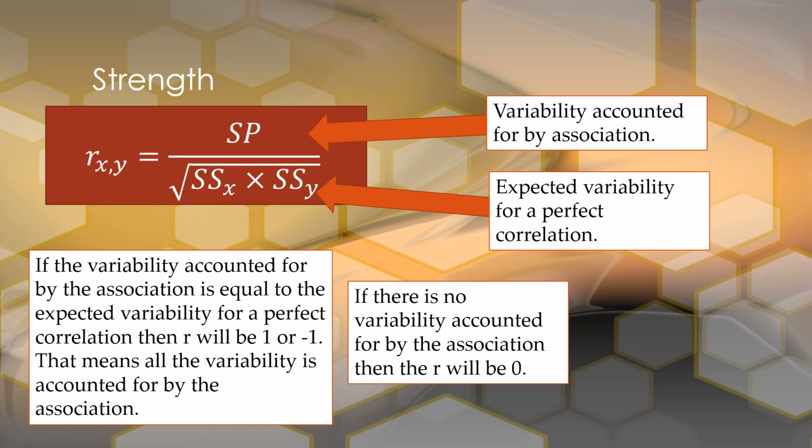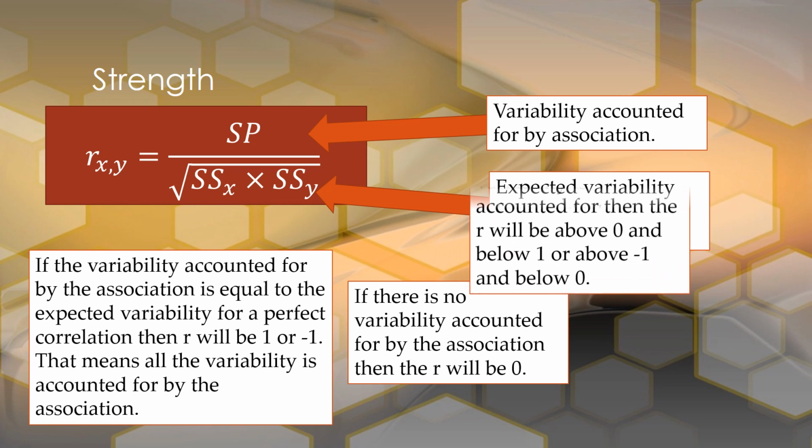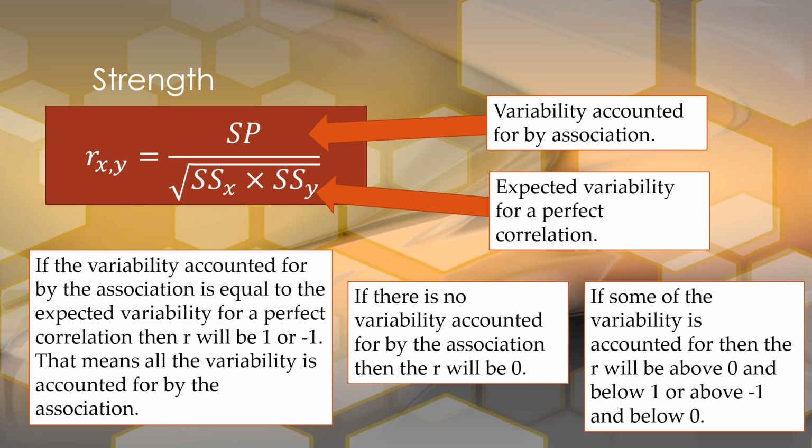If there is no variability accounted for by the association, then the R will be 0. So if the sum of the products is 0, that means there's no variability accounted for by the association, then the whole correlation coefficient will be 0. And then if some of the variability is accounted for, then the R will be above 0 and below 1, or above negative 1 and below 0.